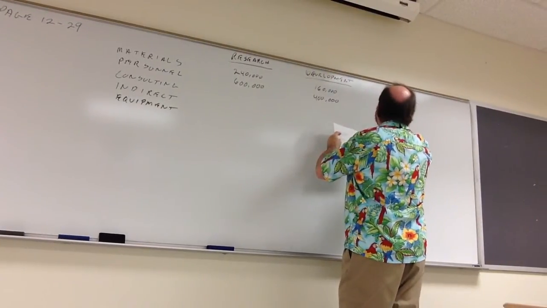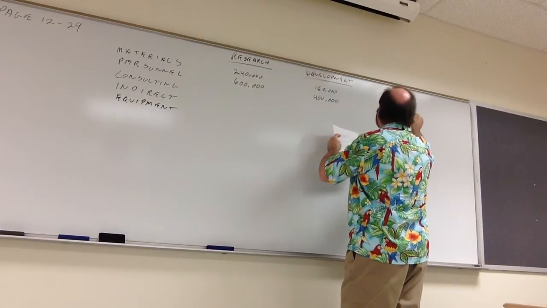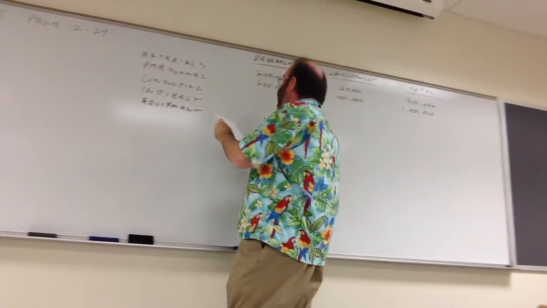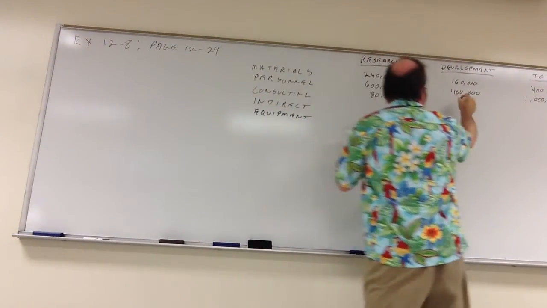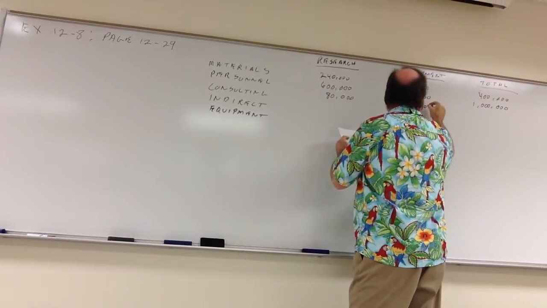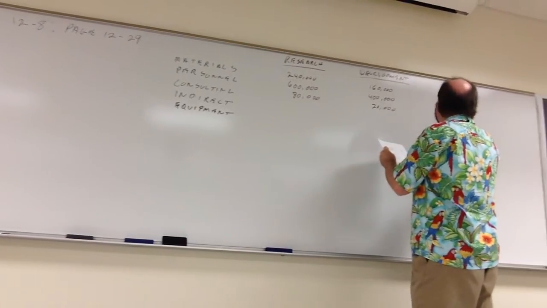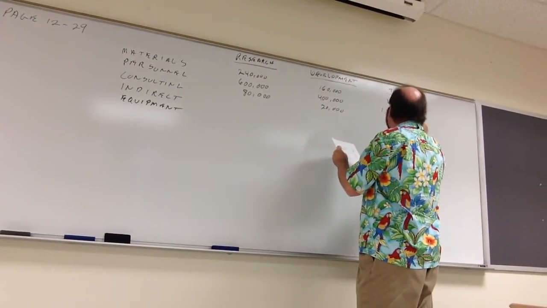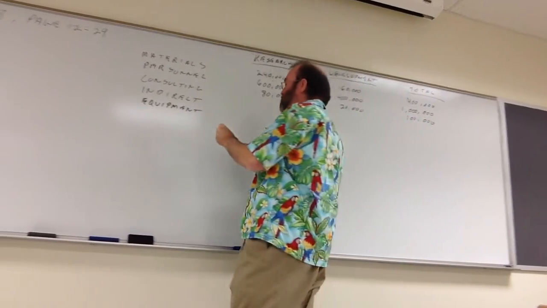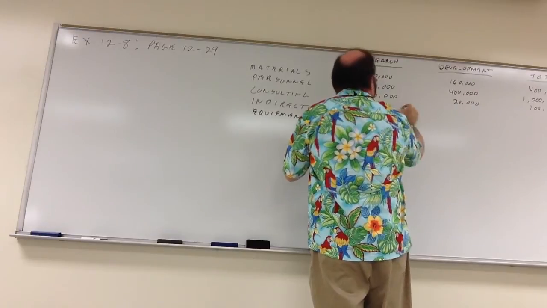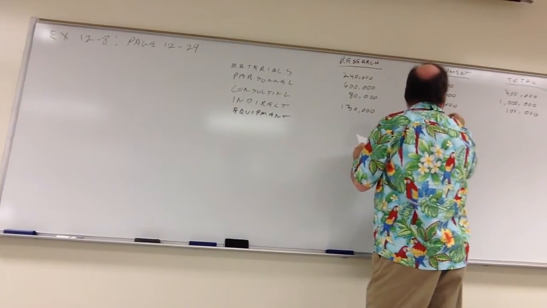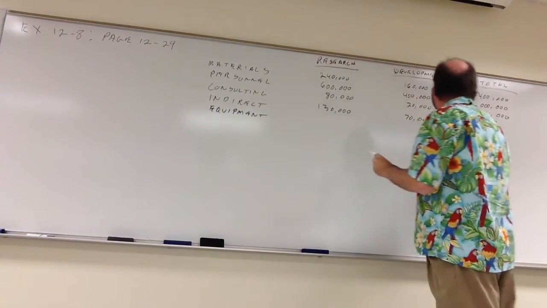That's $1 million. Outside consulting is 80 and 20. That's 100. And then indirect is 130 and 70 for 200.